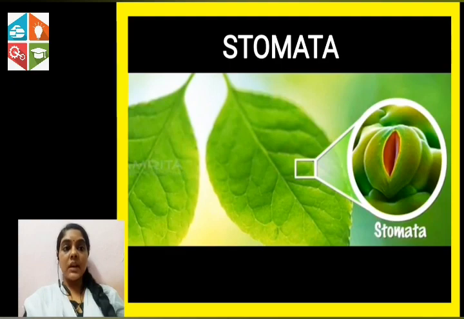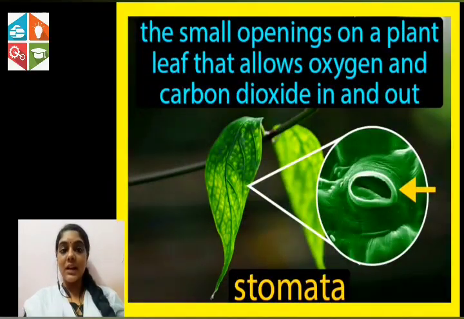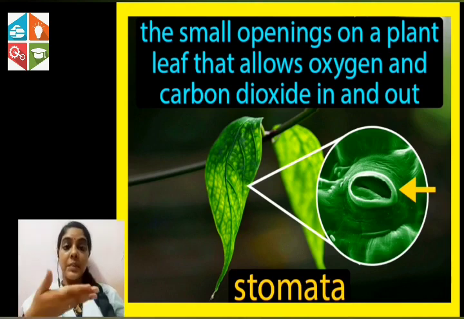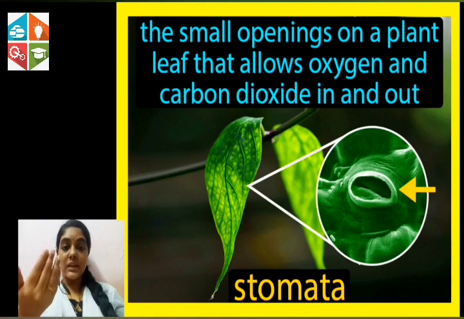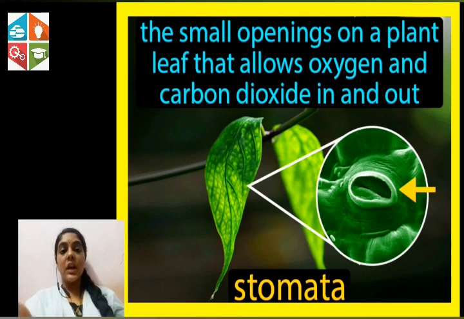So what are stomata? Stomata are the small openings which you can see on the base, or behind the leaf. These are the small openings which you see on the underside of the leaf. Upside down, you can see these pores.